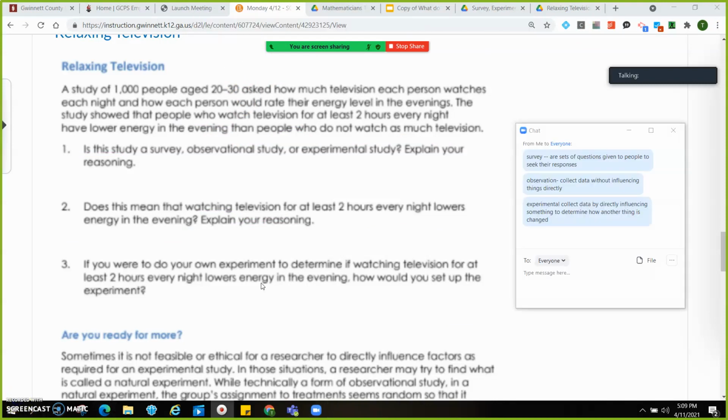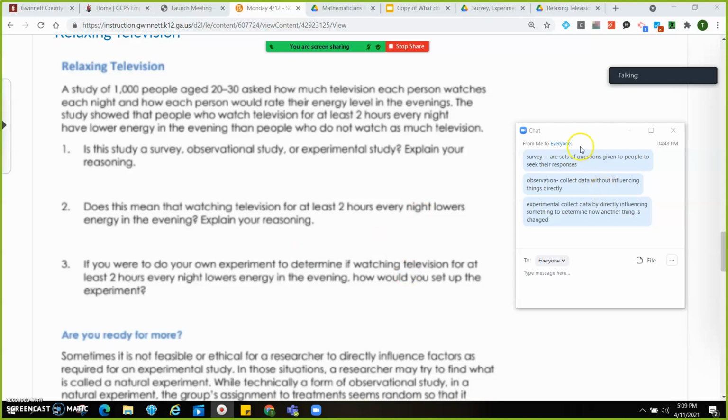Okay, so it says a study of 1,000 people aged 20 to 30 asked how much television each person watches each night and how each person would rate their energy level in the evening. The study showed that people who watch television for at least 2 hours every night have lower energy in the evening than people who do not watch as much television. Is this study a survey, observation, or experiment, and then explain your reasoning?